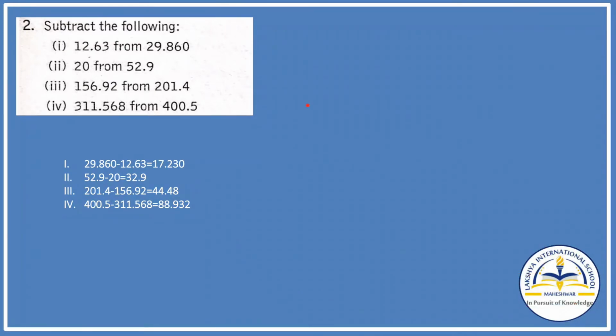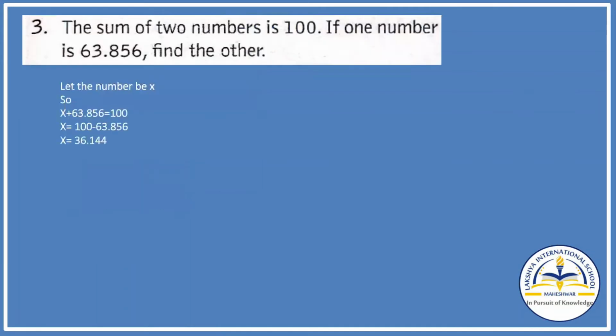Now question number 2, that is 52.9. You have to subtract 20 from it. It means 20.0. 9 minus 0 is 9. Now 2 minus 0 is 2, and 5 minus 2 is 3. 32.9 will be the answer. Now you have to solve the 3rd and 4th ones.